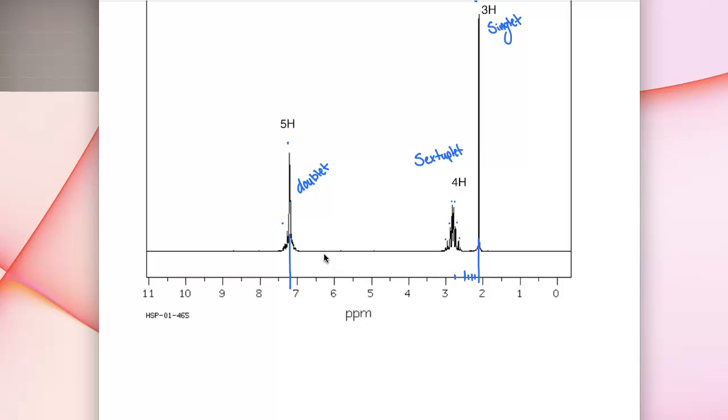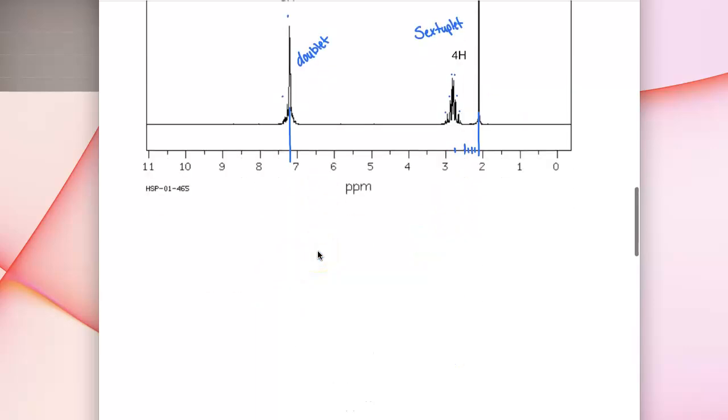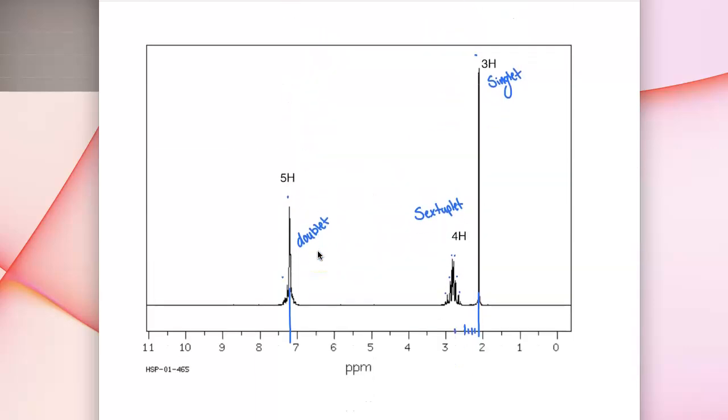And then with our indicating integrations on here, there's 5 carbons that have a doublet, 4 attached to a sextuplet somehow, and then one singlet, or three with a singlet, I guess.